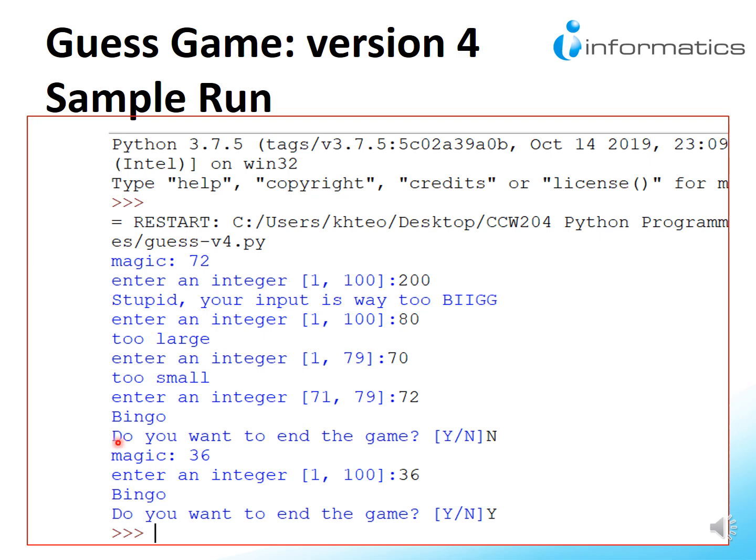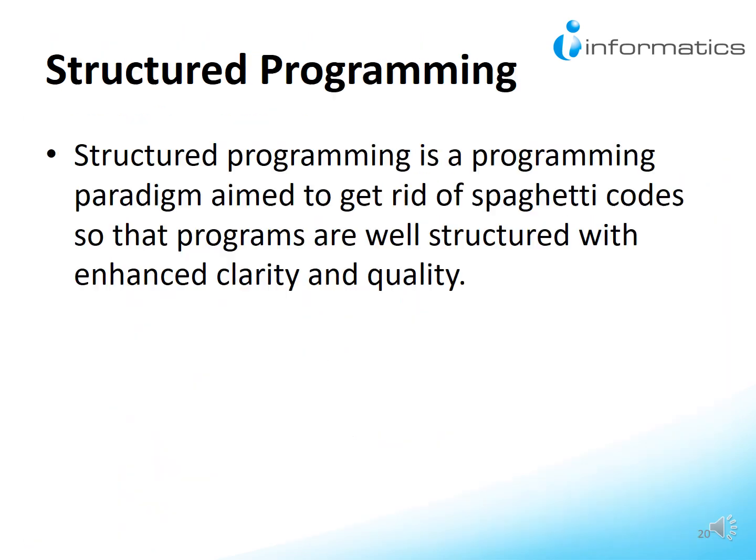Then before you go to the outer loop again to repeat the game, it asks the user, do you want to end the game or not? Here we say N, indicating no. So the system will generate another magic number and ask the user to guess it again. So assume that we guess it correctly. Next time the system will ask us whether to end the game or not. This time we say yes, and we are going to end the program here.